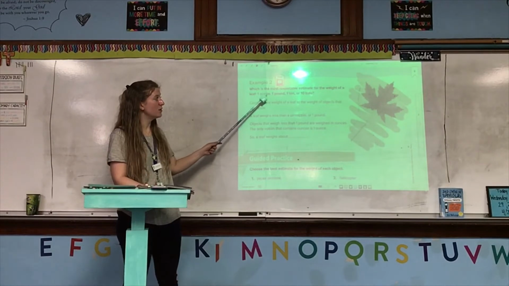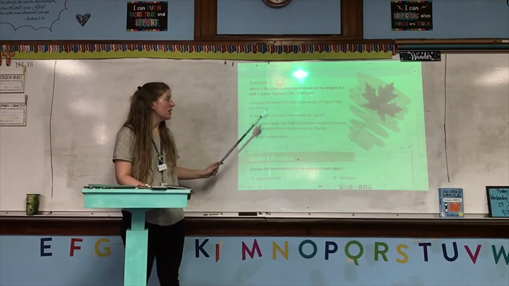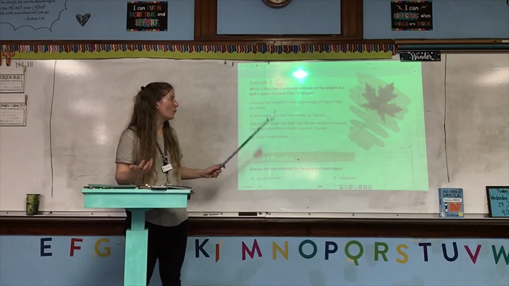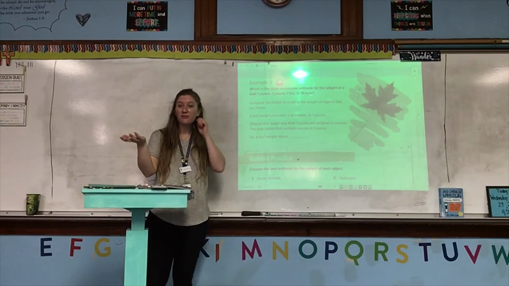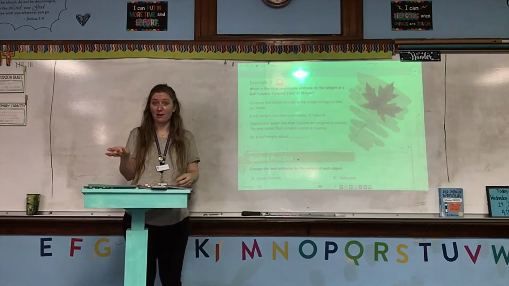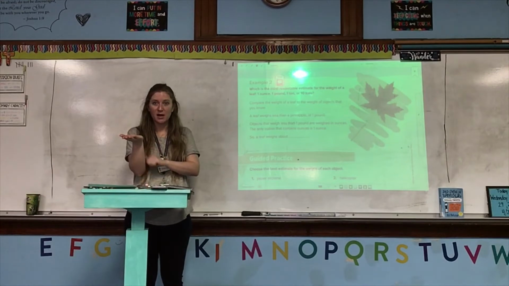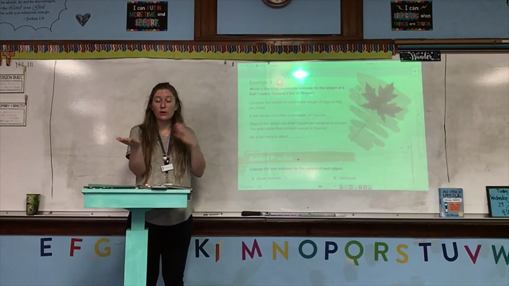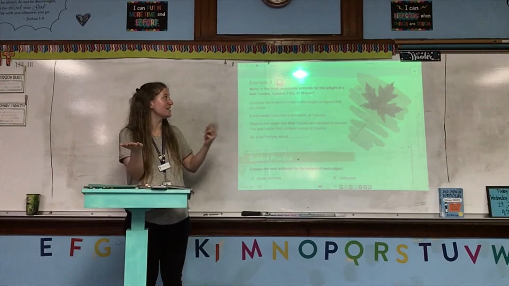1 ounce, 1 pound, 1 ton, or 10 tons? So first we're going to compare the weight of a leaf to the weight of objects that you know. Imagine a leaf, or you can go outside real quick and grab a leaf and hold it in your hand, or imagine holding it in your hand. Now let's think of things that we know weigh 1 ounce, 1 pound, or 1 ton, or 10 tons.